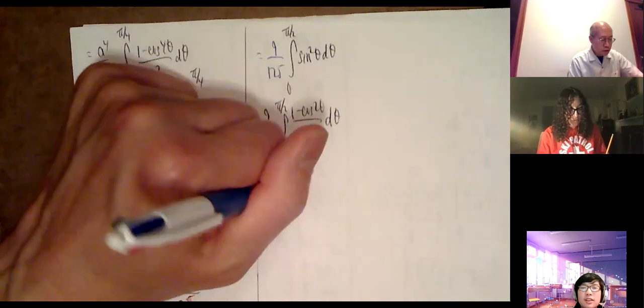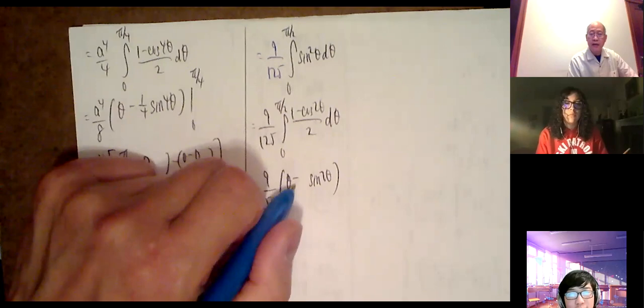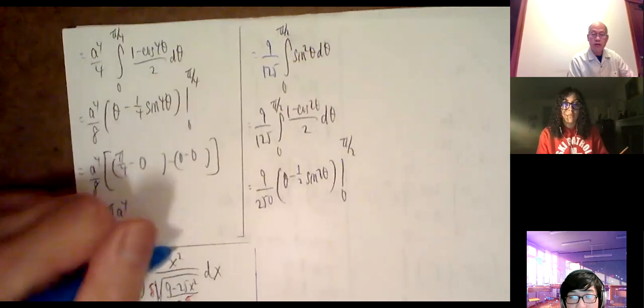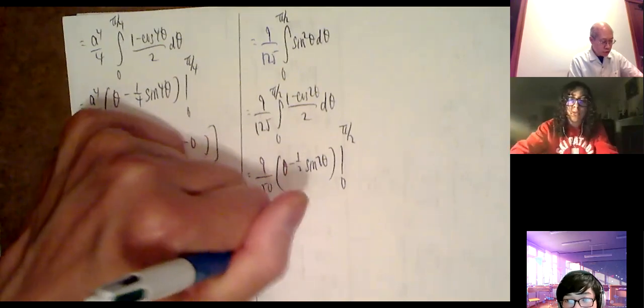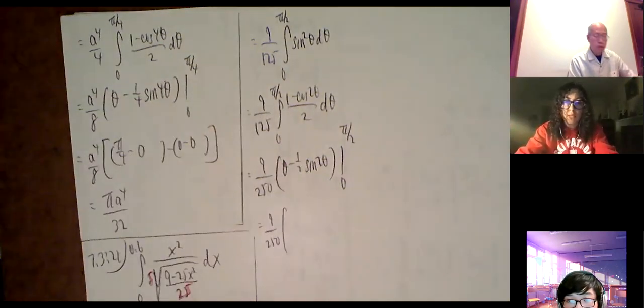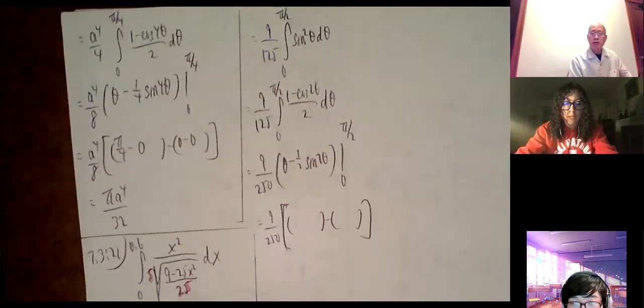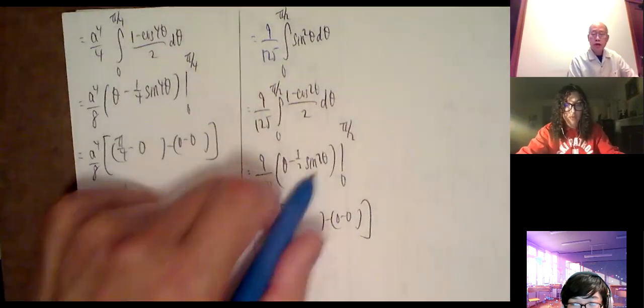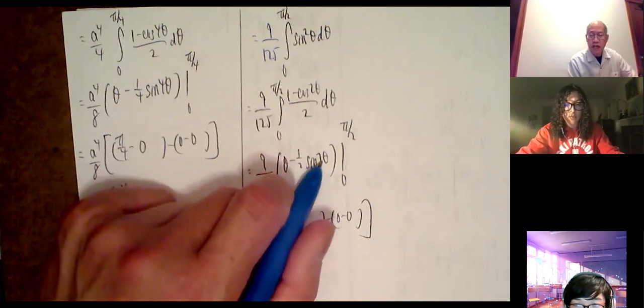Integrate. Integral of 1 is theta. Integral of negative cosine 2 theta is negative sine 2 theta times a half, chain rule. 0 to pi over 2. 9 over 250. Okay, plug in 0, you get 0. 0 minus sine of 0 is 0. Plug in pi over 2. Okay, this theme happens a lot. If I plug in pi over 2, I'm taking the sine of pi.